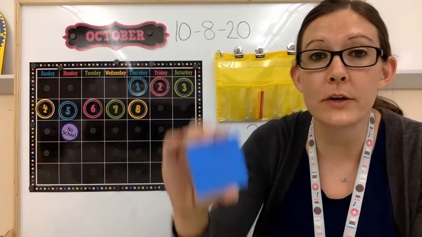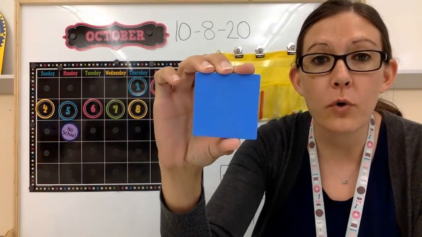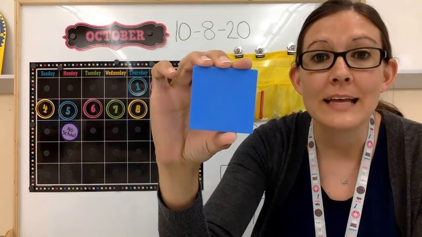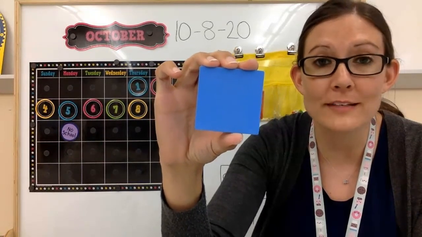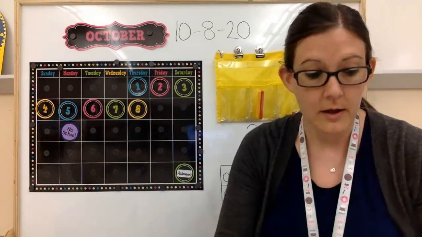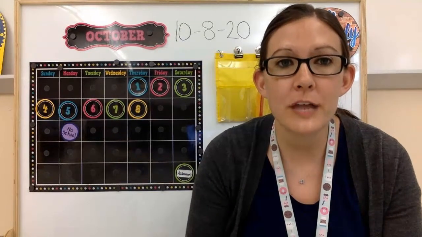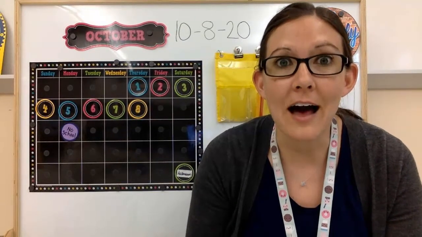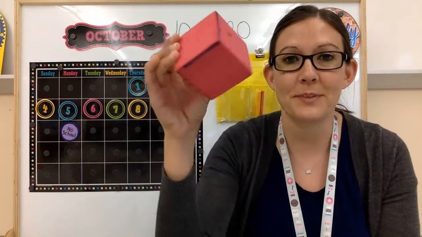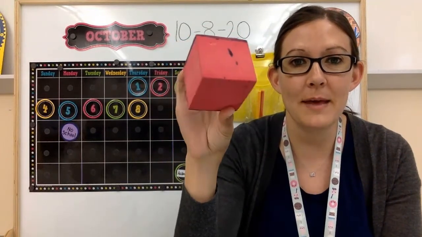And what else do we know about the square? All 4 sides are the same. They're all the same length. Very good. All right, let's take a look at 3-dimensional shapes. And our 3-dimensional shapes are our shapes that are solid. All right, what's this one? Name it.